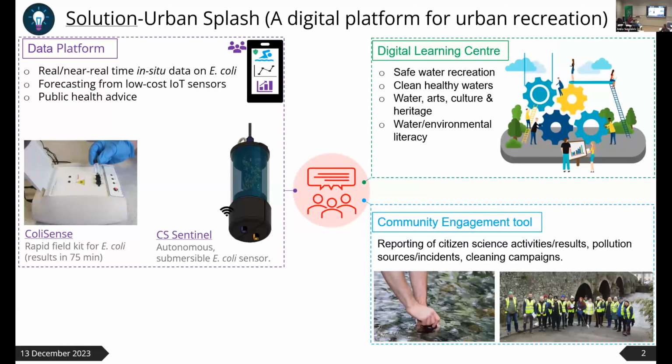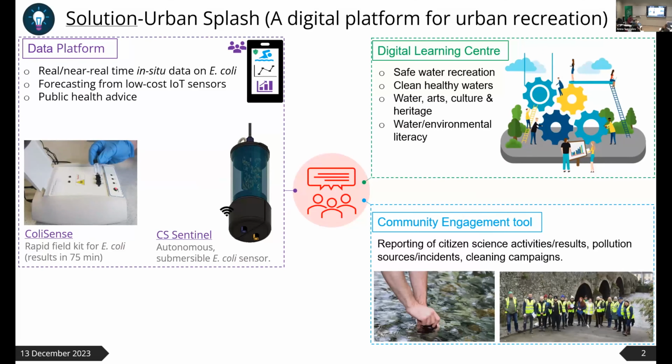For implementation, the data platform will make use of state-of-the-art IoT sensors, machine learning workflows for validation and forecasting, open source data that's already available, but it would also tap into existing innovations like in the Water Institute, including the Colisen system, which is a rapid field test kit for E. coli, and the CS Sentinel, which is an autonomous submersible E. coli sensor currently under development.